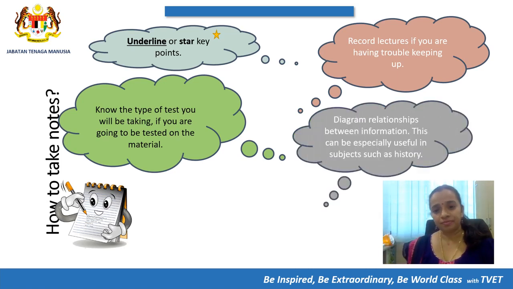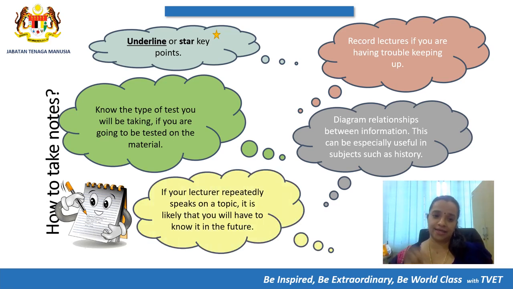Next, diagram the relationships between information. This can be easily used in subjects such as history. For example, you can have pictures while you are writing your notes. You can have pictures, comics, icons, diagrams, statistics or graphics included in your note taking so that you can understand your notes better.